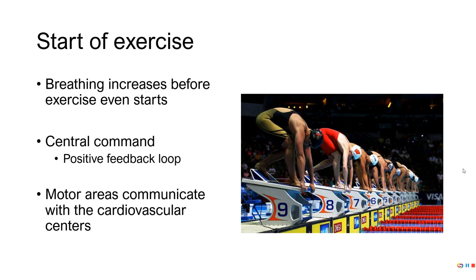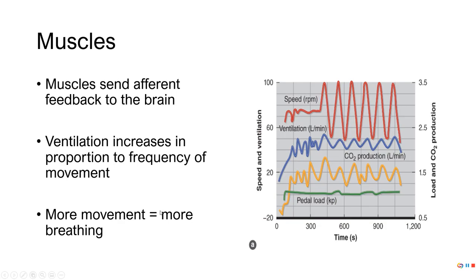In the moment when these swimmers are on the blocks here, they don't need more oxygen. But I guarantee you, every one of them, their heart rate and their ventilation is increased. Okay, they're getting further away from homeostasis. But this is because one part of the brain is talking to another part of the brain and trying to be prepared. All right. Now, muscles send afferent signals to the brain.